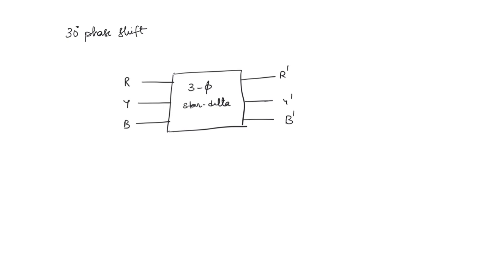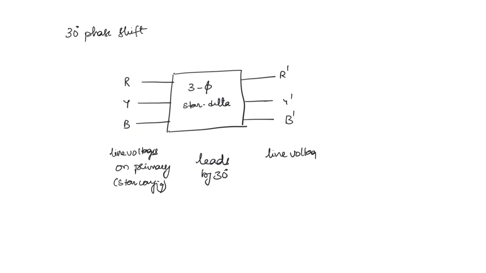Okay, so now what happens is the line voltages on the primary side, which is in star configuration, is going to lead by 30 degrees the line voltages on the secondary side, which is in delta configuration.